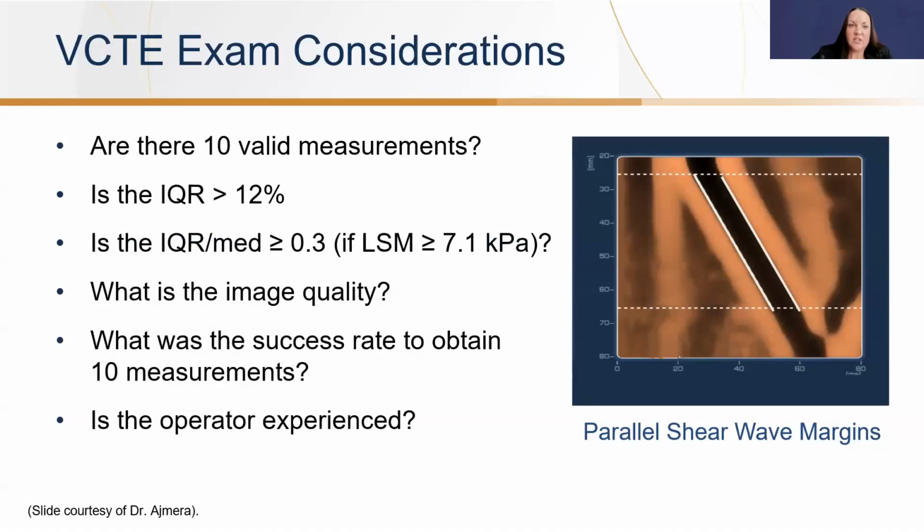There are some considerations to be aware of when talking about VCTE. Basically, these patients have to have 10 valid measurements within 10 minutes. So it's important to know if their IQR score is greater than 12%. IQR is interquartile range to median ratio.